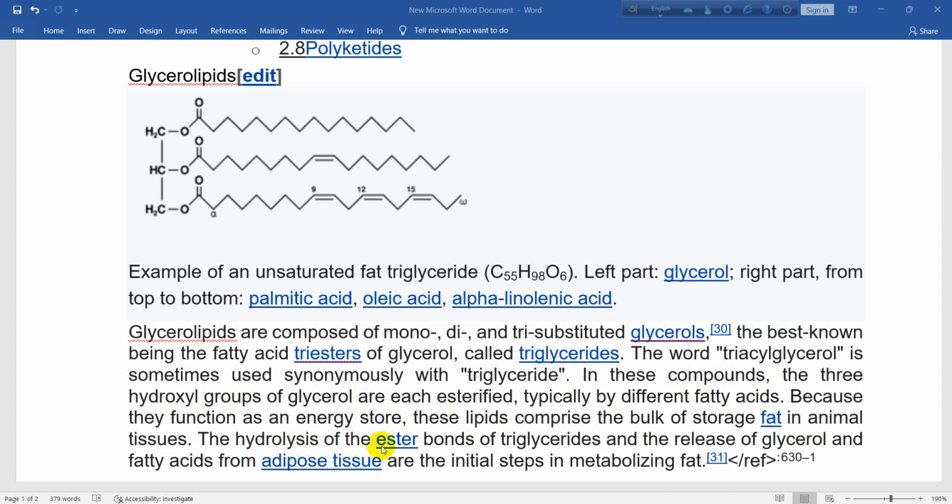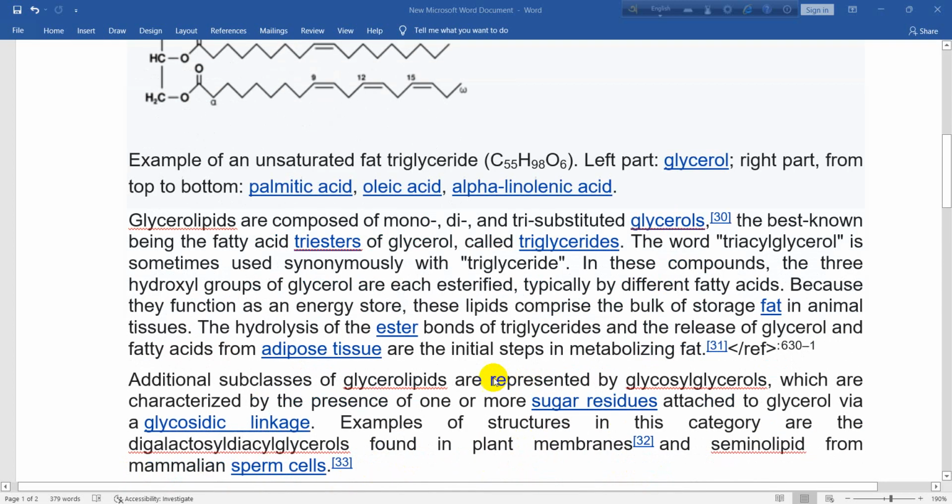The hydrolysis of the ester bonds of triglycerides and the release of glycerol and fatty acids from adipose tissue are the initial steps in metabolizing fat. Additional subclasses of glycerolipids are represented by glycosylglycerols, which are characterized by the presence of one or more sugar residues attached to glycerol via a glycosidic linkage.